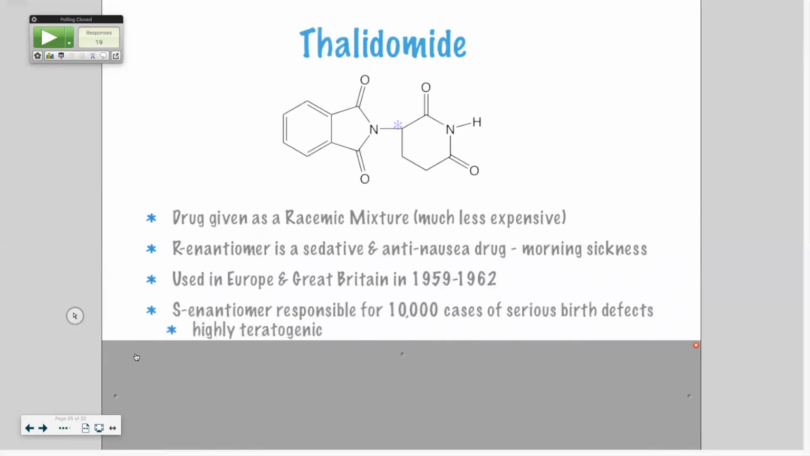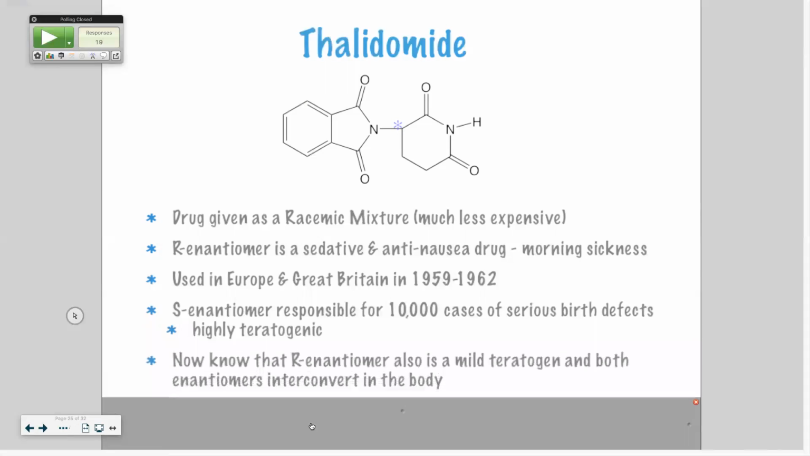When something causes birth defects, it's called a teratogen. So we say this compound is highly teratogenic. Have you heard that term before? May not have yet. We now know that the R enantiomer also is a mild teratogen, and both enantiomers interconvert in the body. So even if we had isolated only the R and given people only the R, we would still have had birth defects.